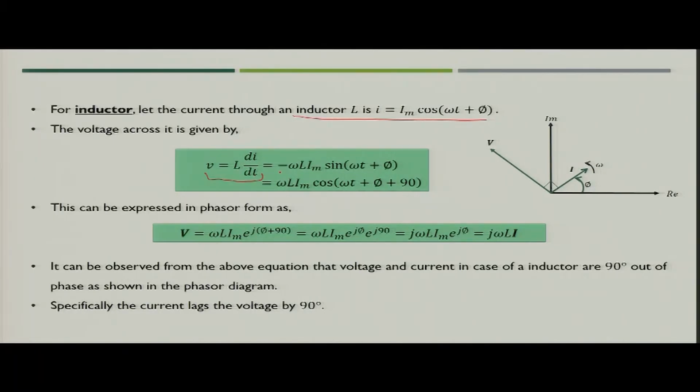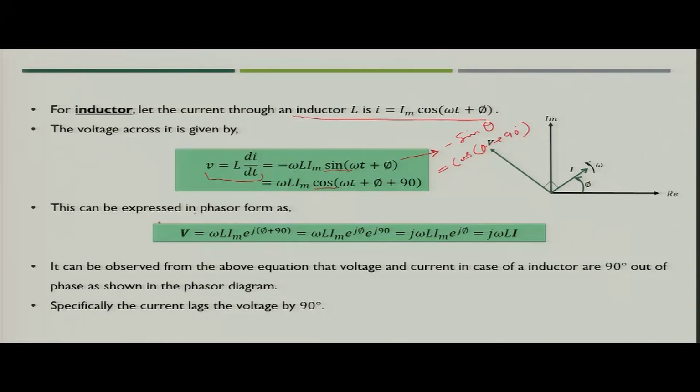So, in this case the voltage would be, if you differentiate the current I with respect to time, minus omega L I m sin omega t plus phi. Now, we discussed a couple of lectures back that minus sin theta can be represented in the form of cos as cos theta plus 90 degree. So, the same we have utilized here, and we converted the sin into cos, and now we can write omega capital L, that is inductance, I m cos omega t plus phi plus 90.